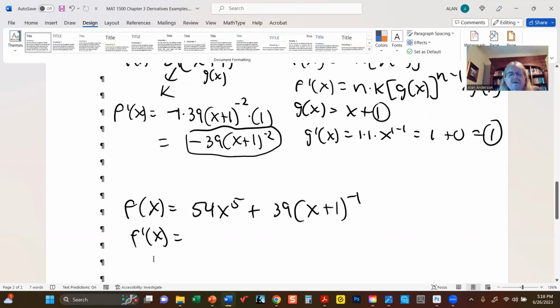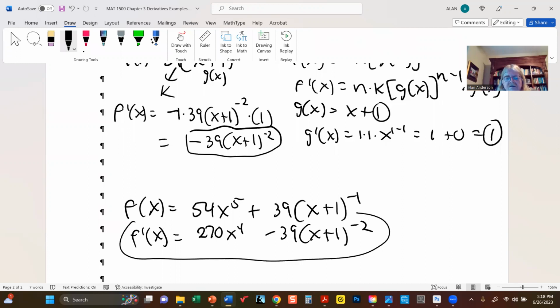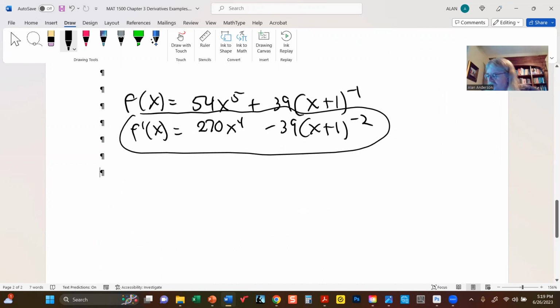So we had 270 x to the fourth obtained from the power rule. And now from the generalized power rule, we'll have minus 39 x plus 1 to the minus second power. And that's it. Wow, that was a bit of a mess. We had to use several rules here, but it's good practice.